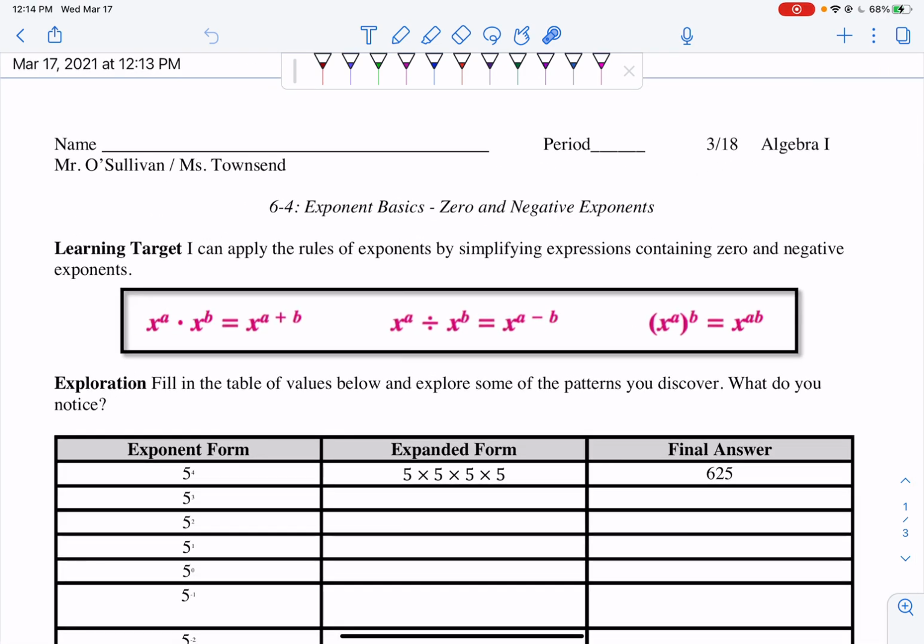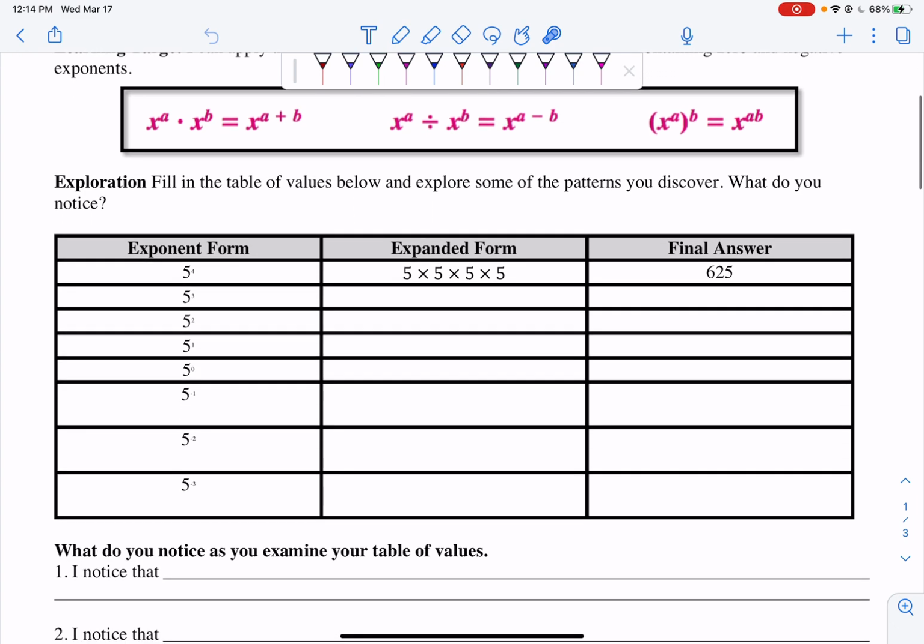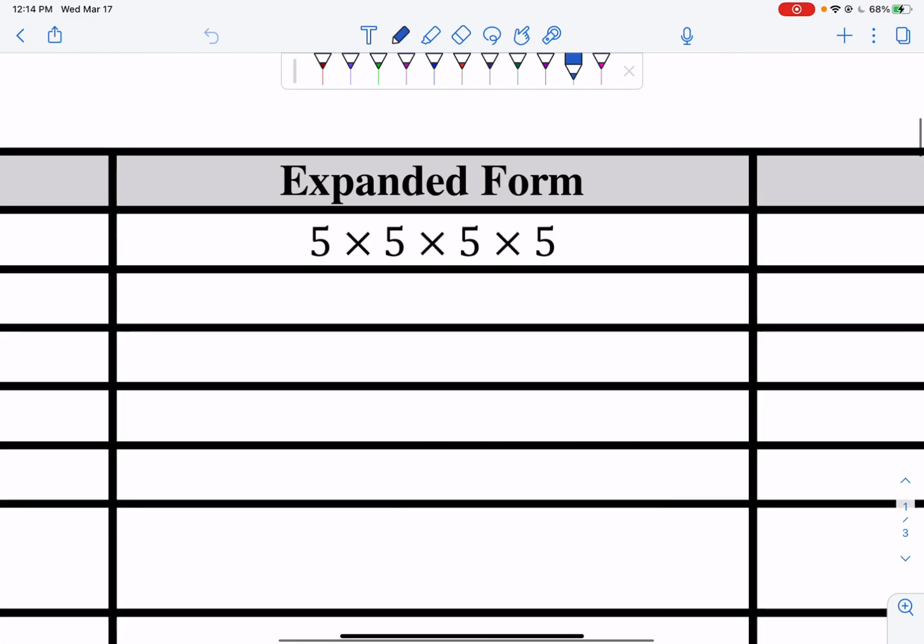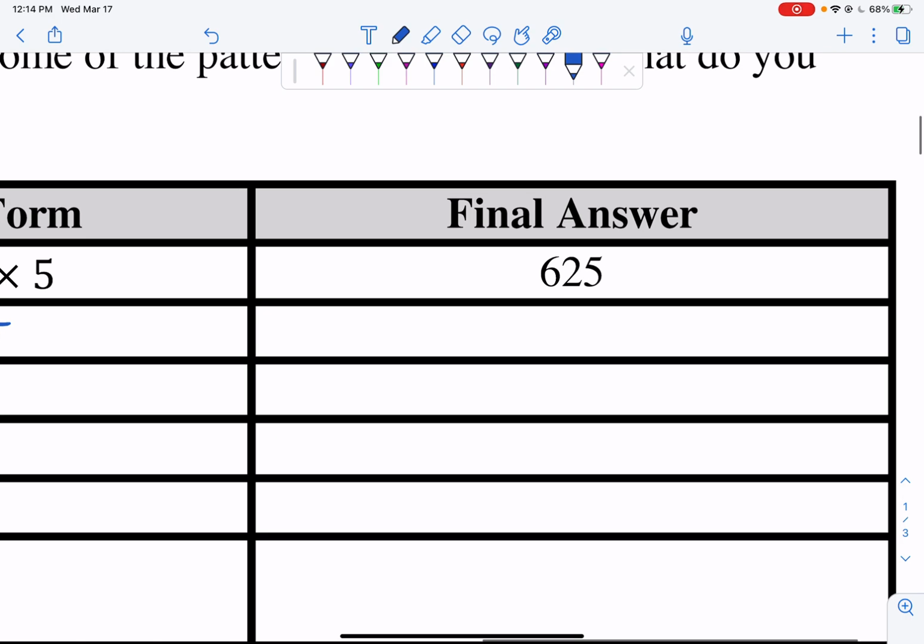So let's do a quick little exploration. Fill in the table values below and explore some of the patterns you discover. What do you notice? If you look, we have 5 to the 4th, then we wrote it 5 times 5 times 5 times 5, and we get 625. So if I have 5 to the 3rd, how many 5s will I write? I'm going to write 3 5s. So I have 5 times 5 times 5, and I type that in my calculator.